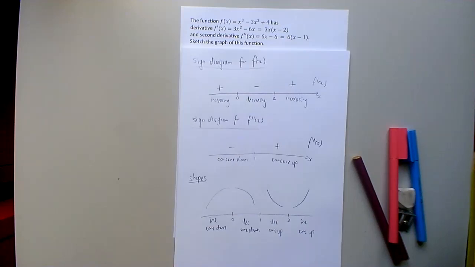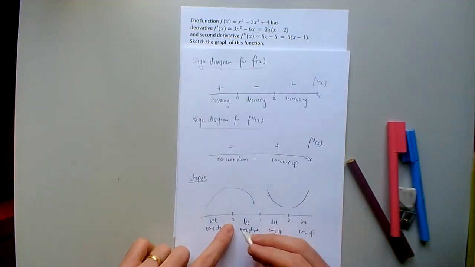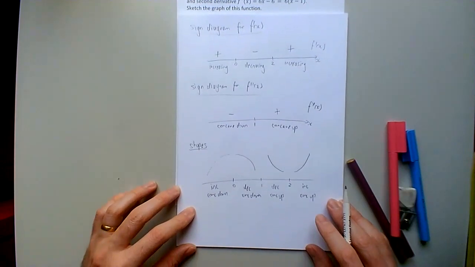Okay, so now I have everything I need to draw the shape of the graph. The only thing I need is to know exactly where it is, and so it's very useful to say the exact locations of all of these points. I'm guessing it's going to go like this. So I need the function values at these places.